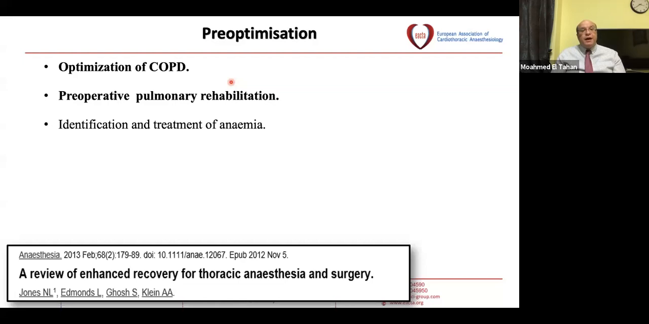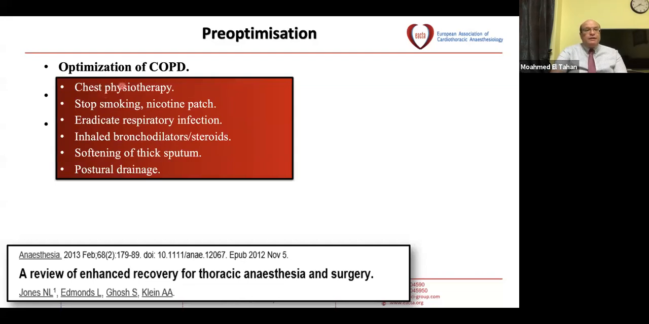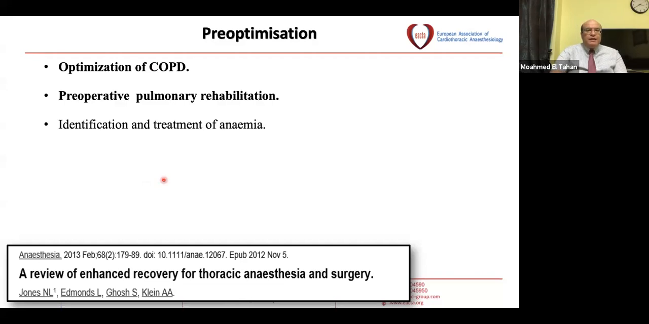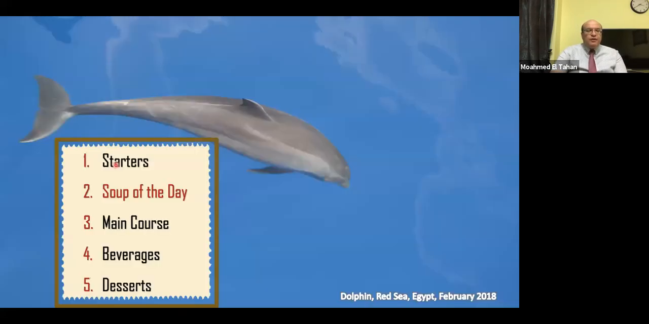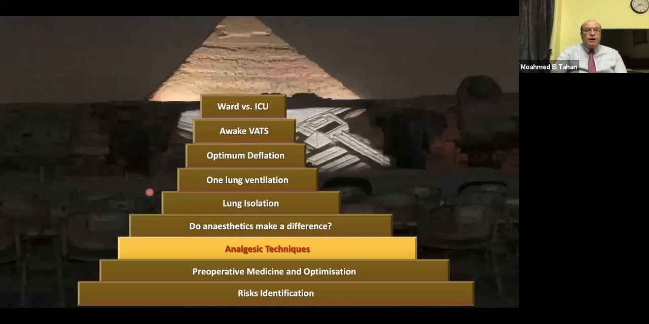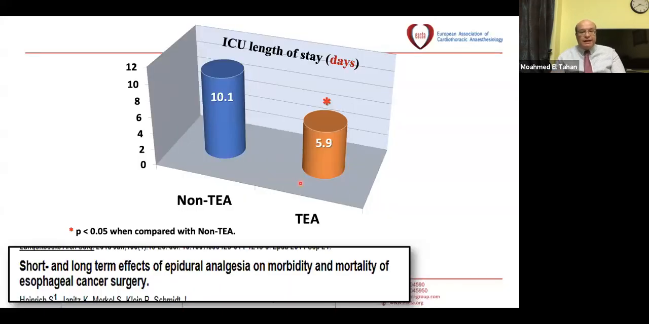Preoperative pulmonary rehabilitation, including different rehabilitation programs for increasing the capacity of respiratory muscles, diaphragm, and leg muscles to minimize the risk of deep venous thrombosis and pulmonary embolism. Identification and treatment of anemia is crucial as well. Here for optimization of COPD, as I told you, and for the soup of the day, we are providing different analgesic techniques.